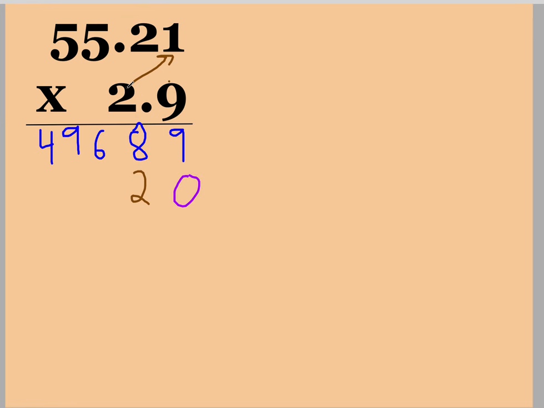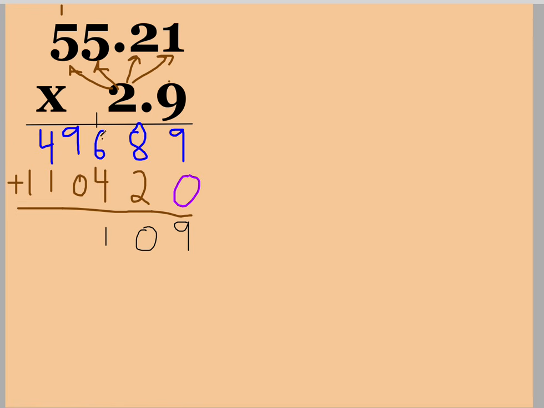2 times 1 is 2. 2 times 2 is 4. 2 times 5 is 10. Carry the 1. 2 times 5 is 10. So I'll have 11 here. Add those products. 9 and 0 is 9. 8 and 2 is 10. Carry the 1. 1 and 6 and 4 is 11. Carry the 1. 9 and 1 is 10. Carry the 1. 1 and 4 and 1 is 6. And then 1 and nothing here is just 1.